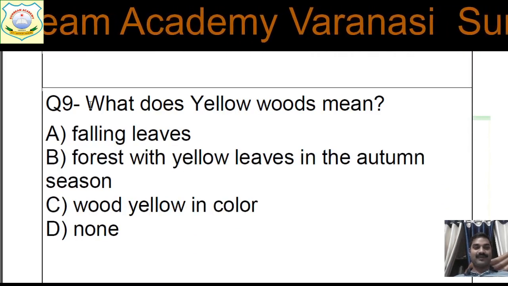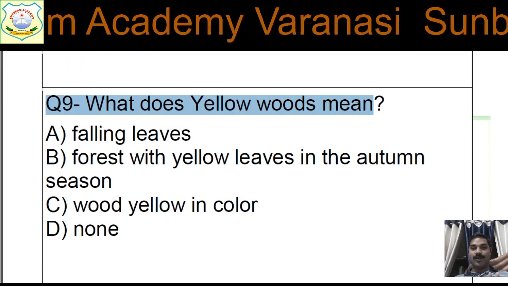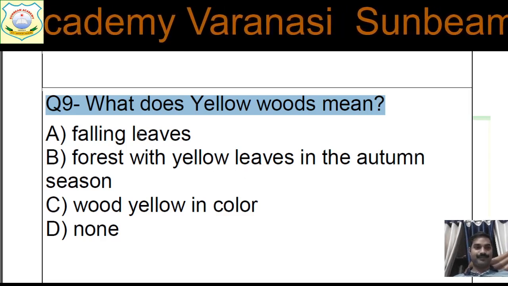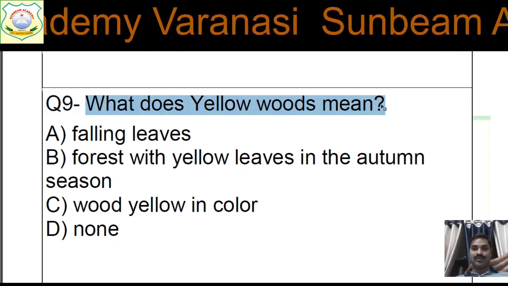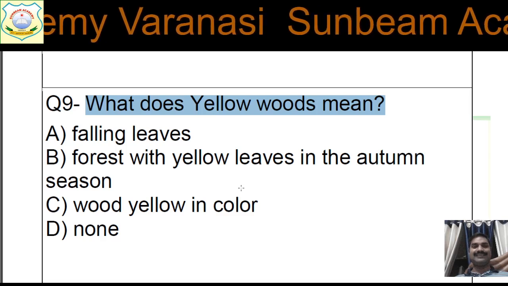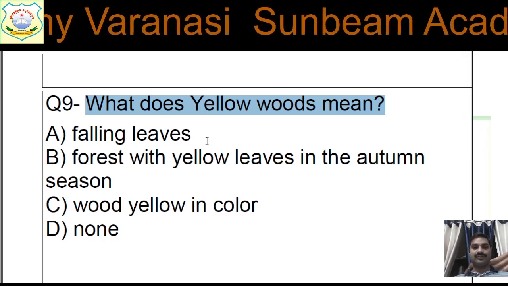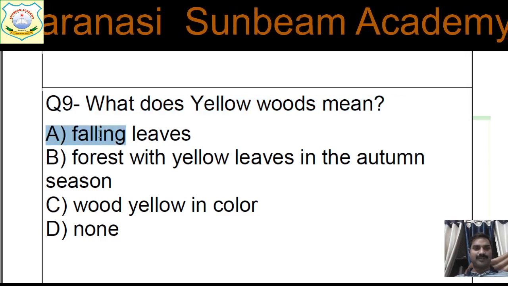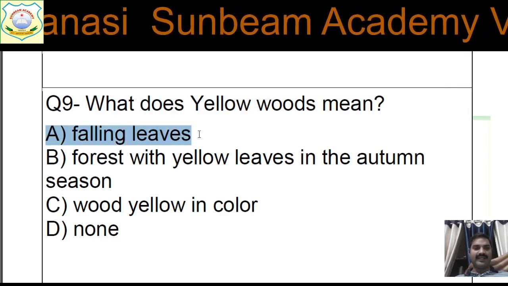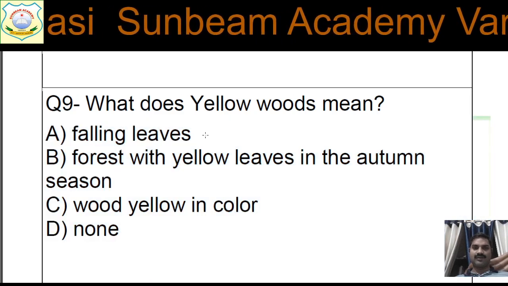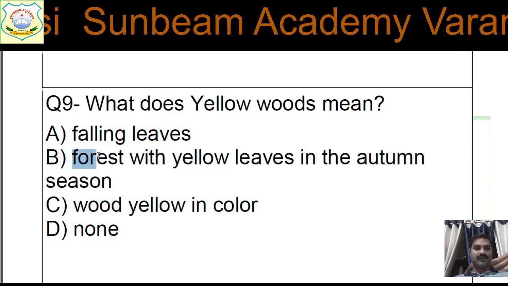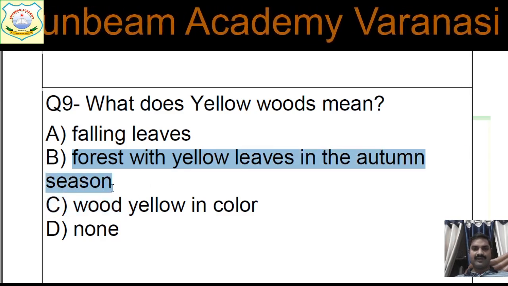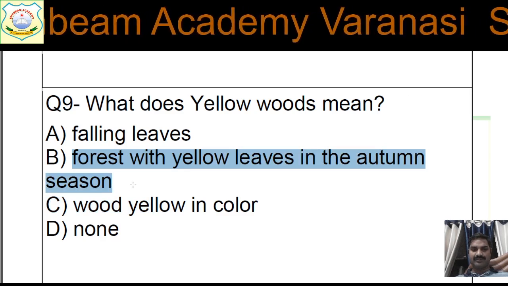Next is, what does yellow woods mean? Children, you have to be focused because I am a bit quick. What does yellow woods mean? Yellow means, you know, something that is dying. Okay, yellowish. So old or for these things are used. So let us see the options, what it is referring to. Falling leaves, yes, when leaves turn yellow, it falls. Forest with yellow leaves in the autumn season. They were not talking about these options, but it can be seen.